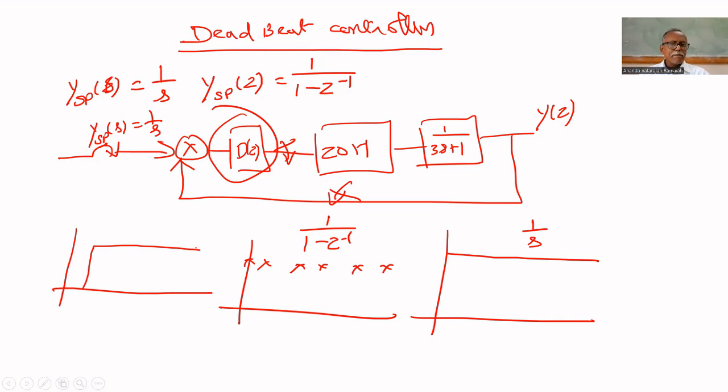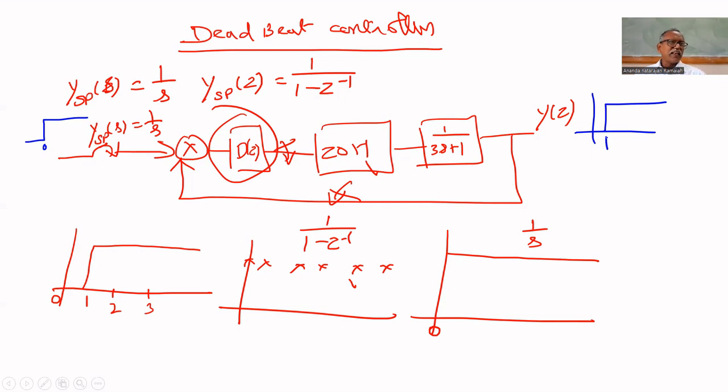This is the zeroth sampling period, first sampling period, second sampling period, third sampling period. If I give a step change at the 0th instant, the process output will be like this. This is the assumption we made while designing the deadbeat controller. At the 0th instant the input is like this, and after one sampling period I get the response.